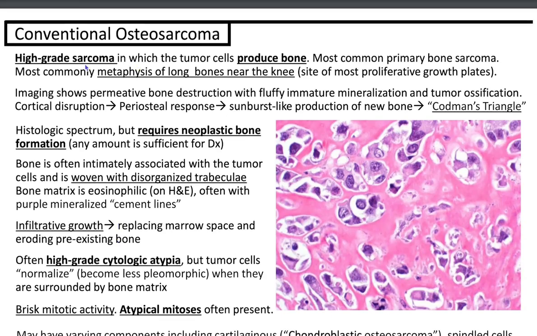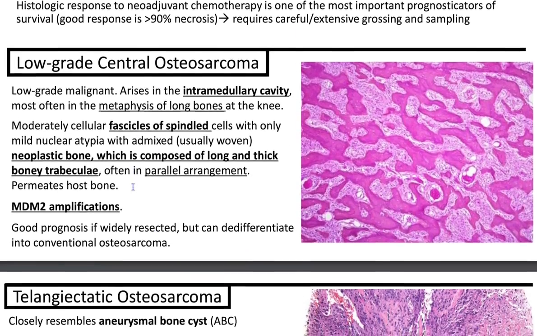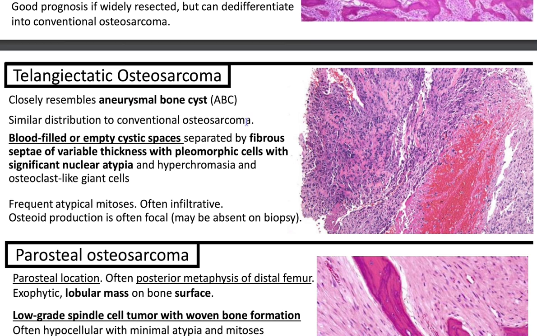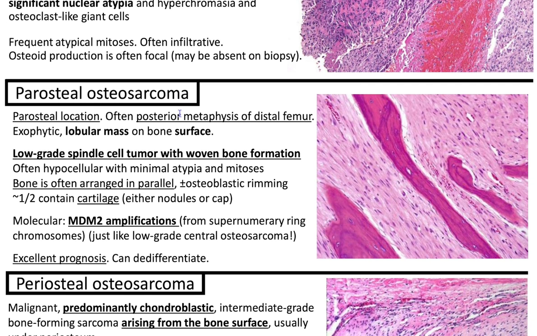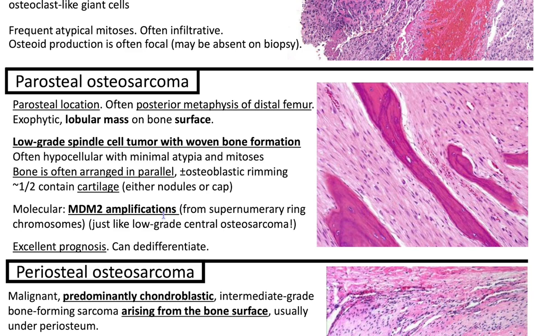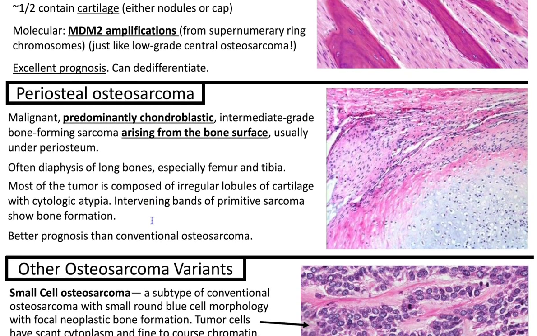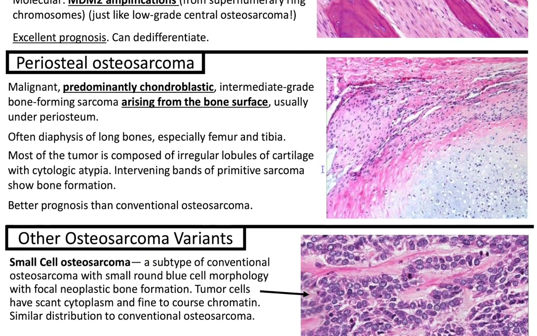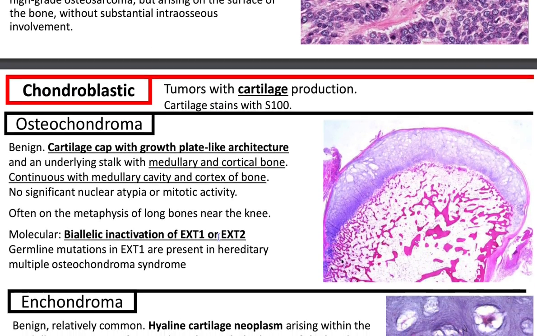Conventional osteosarcoma, you can have high grade, you can have low grade. This is MDM2 amplification. Telangiectatic, think about aneurysmal bone cyst. If you're unsure, get that USP6 study. Parosteal osteosarcoma, the best prognosis amongst osteosarcomas, and has MDM2 amplification. Periosteal osteosarcoma is predominantly chondroblastic. You can have small cell osteosarcoma, high-grade surface osteosarcoma.